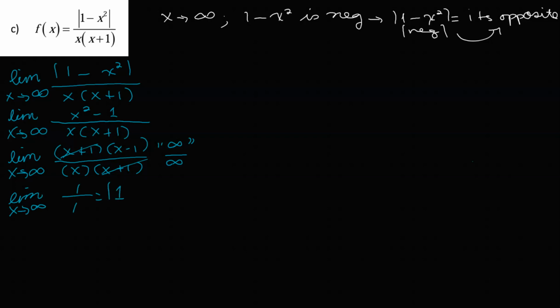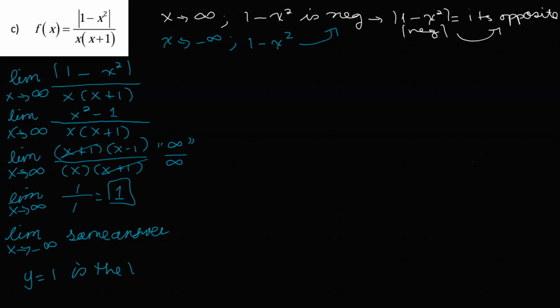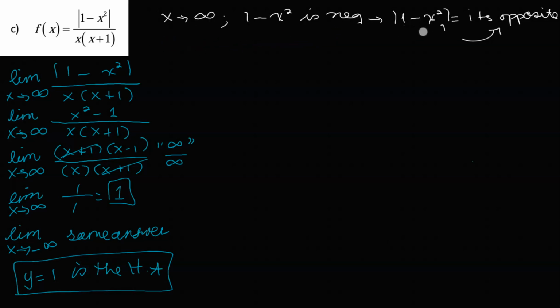1 over 1, which is 1. And even if x is approaching negative infinity, x squared is going to be a very large positive number, so 1 minus x squared is still negative. So we end up with the same answer. Then we would just have y equals 1 as the horizontal asymptote. So that is how we would find the horizontal asymptote.